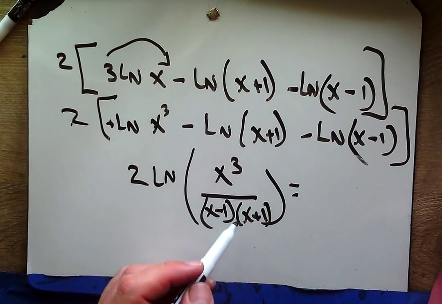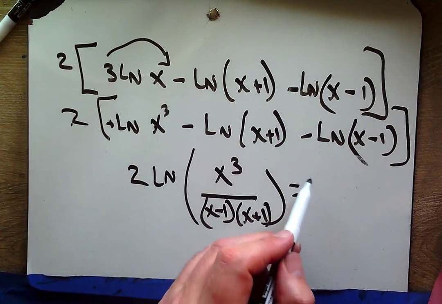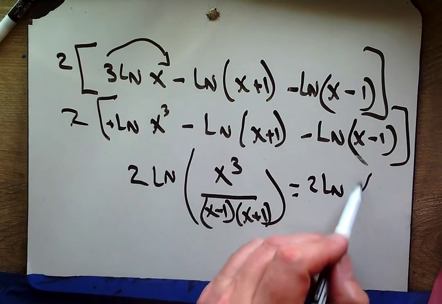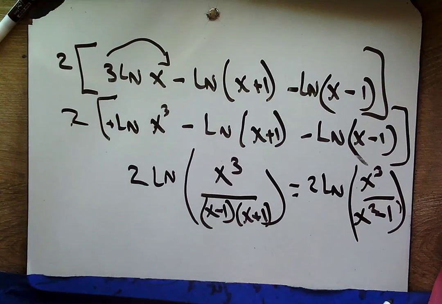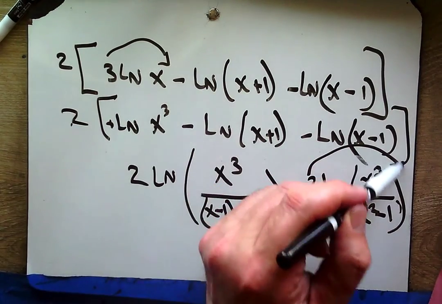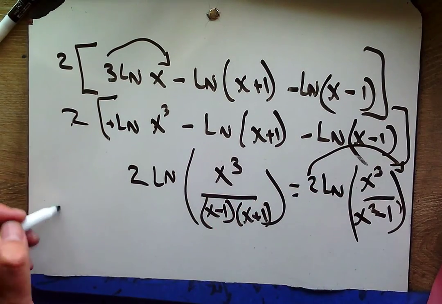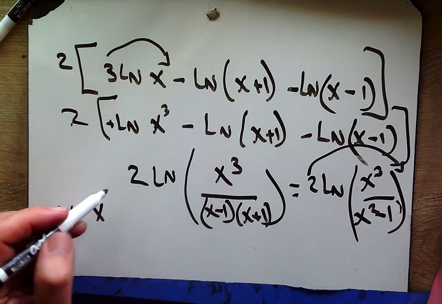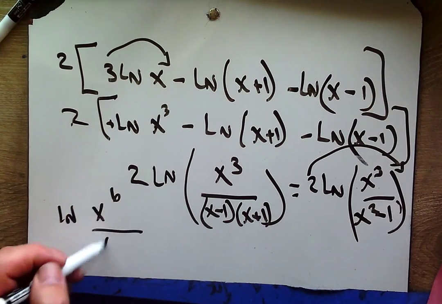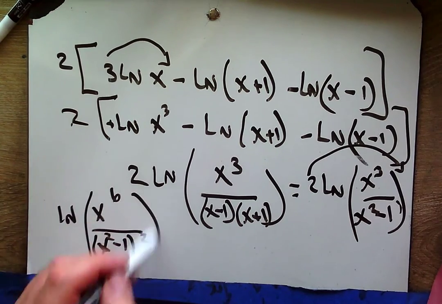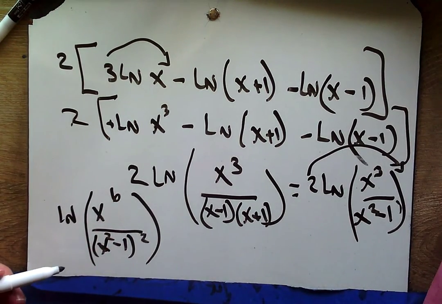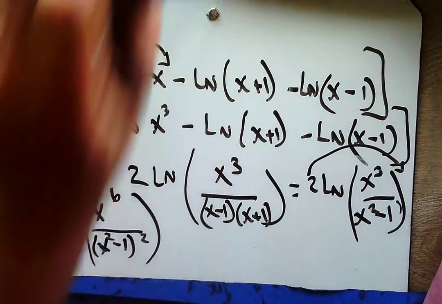This is a difference of squares. And so we could write 2 ln x to the 3rd over x squared minus 1. And now I'm going to move that power back up: ln x to the 6th over x squared minus 1 squared. And, okay, so that's condensing.